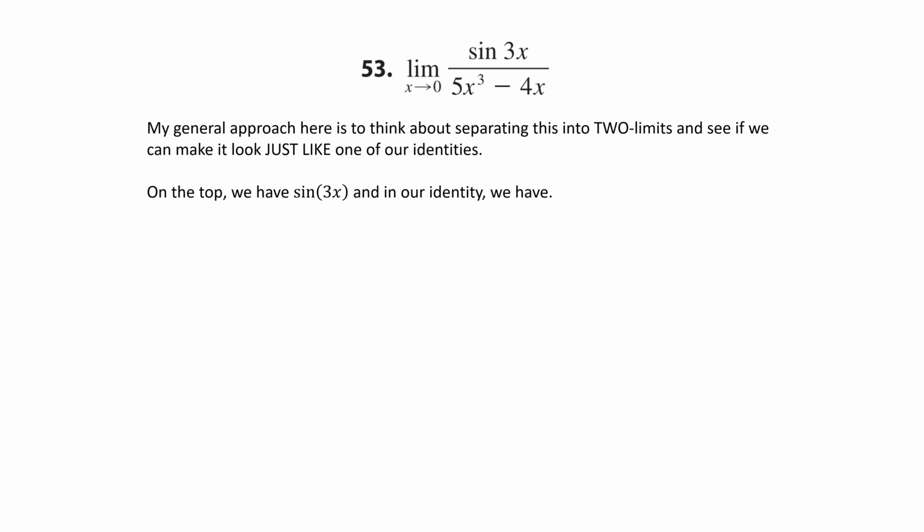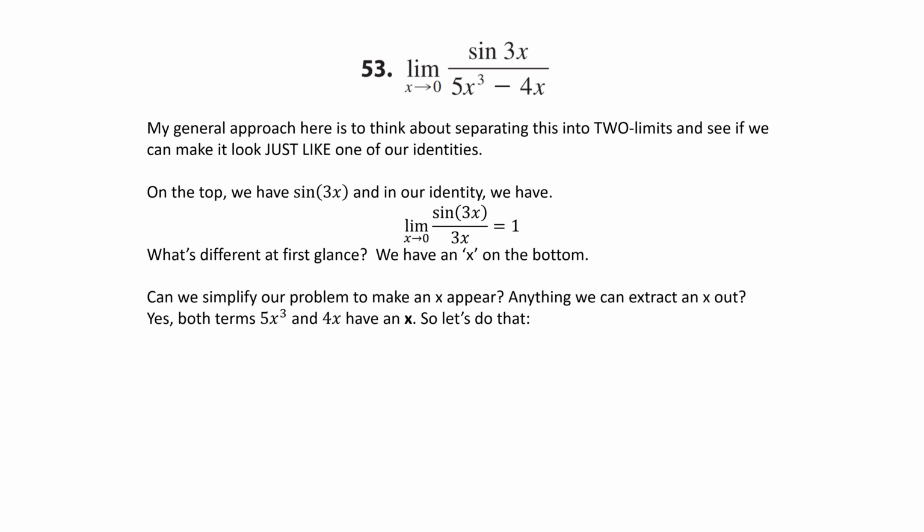Alright, so my general approach is to think about how we can separate this into two limits and see if we can make one of them look just like our identity. On the top, we have that sine 3y identity, and we have this one that we just established. So at first glance, what's different? Well, you can see with our problem, we don't have an x on the bottom. So is there some way that we can simplify our problem to make an x appear? Can we extract an x out on the bottom? And the answer is yes.